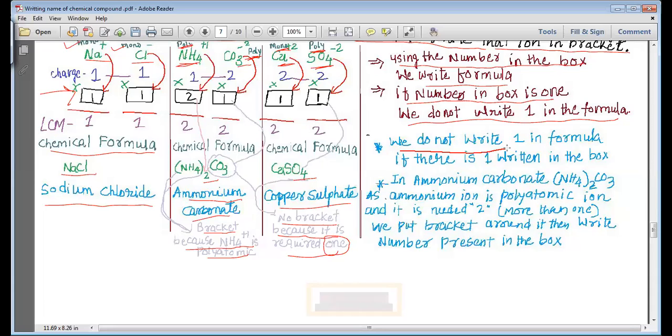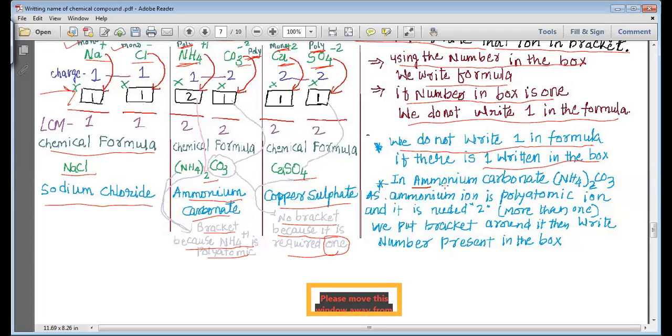Once again, we do not write 1 in the formula if 1 is written in the box. When we write the formula, we do not write Na1 and Cl1. We simply write NaCl. We do not write Cu1 and SO41. No, we just write CuSO4. So please remember that we do not write 1 in the formula when 1 is written in the box.